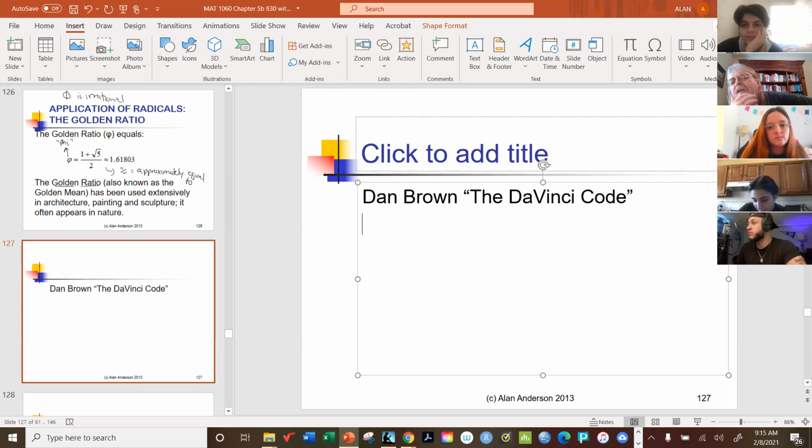There's a lot of useful information in there about math and code breaking and Leonardo da Vinci himself and his works. It's just fun. It's just well done. But a large chunk of the plot, believe it or not, revolved around this golden ratio. It's hard to imagine that a novel could be based on the golden ratio, but that's exactly what ended up happening.